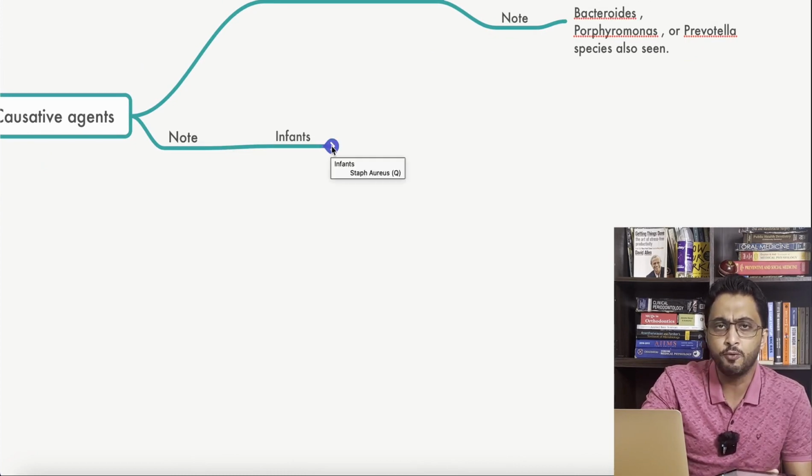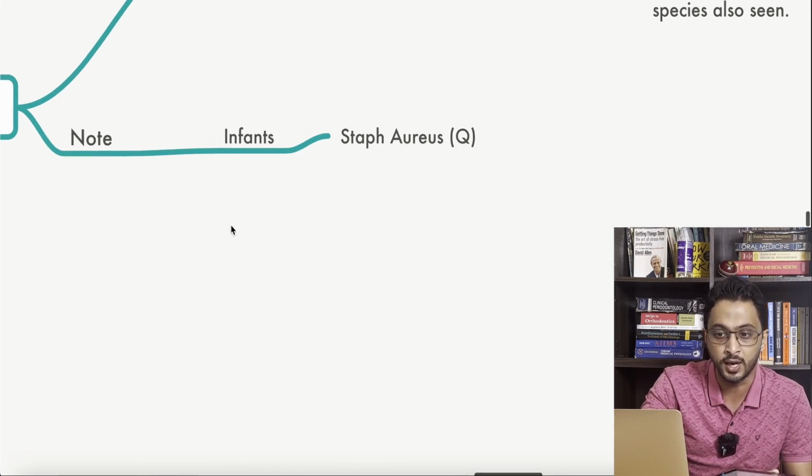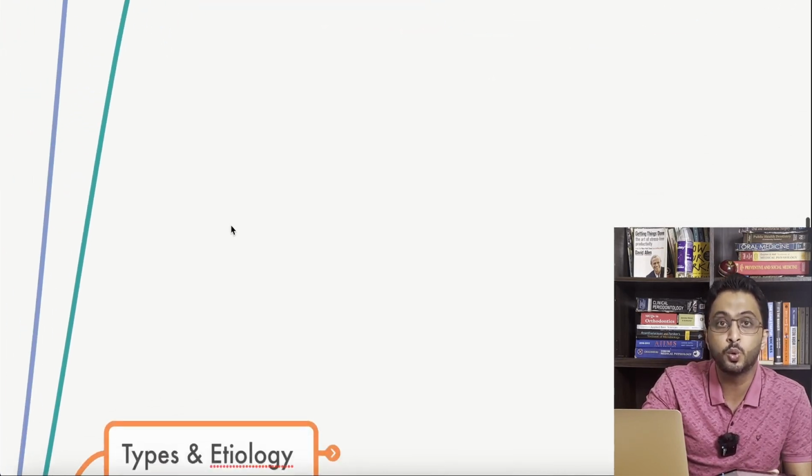Infants, okay. It's Staph aureus. So in infants, what is the causative agent, is the question asked. Same thing. It's the same Staph aureus. Okay. So the key point here, I want you to notice: Staph aureus.